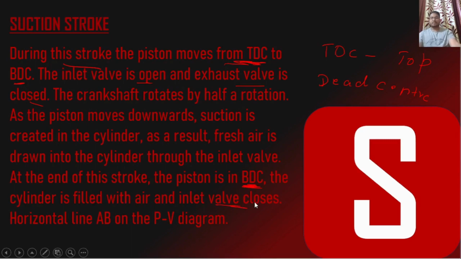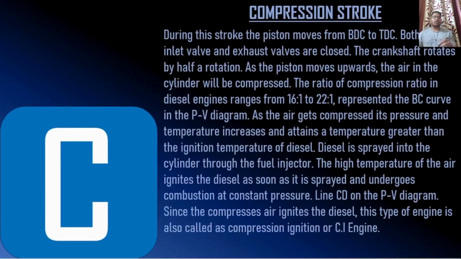Now, after this is the next stage, that is the compression stroke. During this stroke, the piston moves from bottom dead center to the top dead center. Both the inlet valve and the exhaust valve are closed. The crankshaft rotates half a rotation. As the piston moves upward, the air in the cylinder is compressed. The compression ratio in the diesel engine ranges from 16:1 to 22:1.